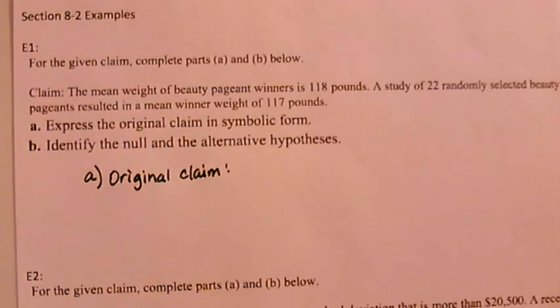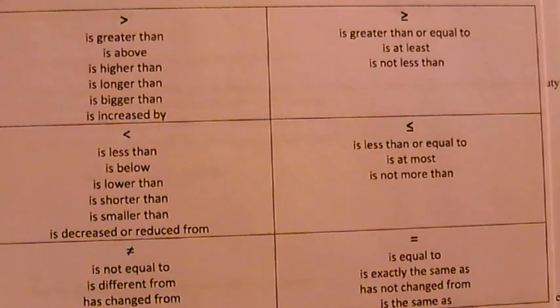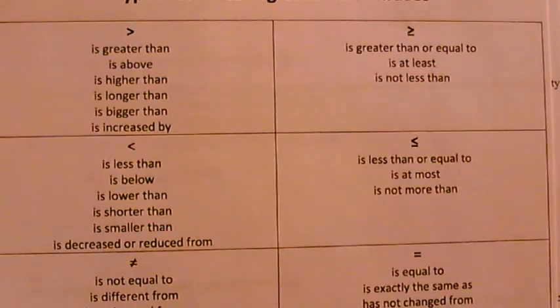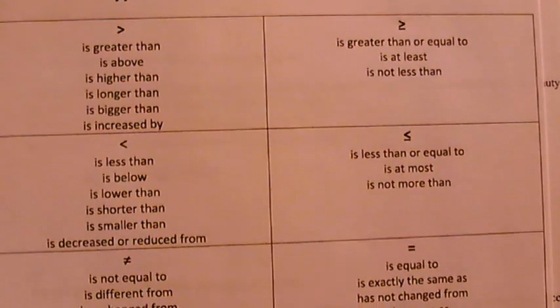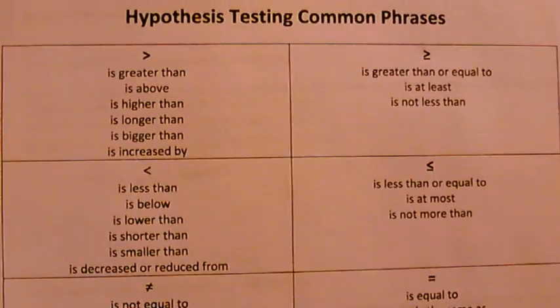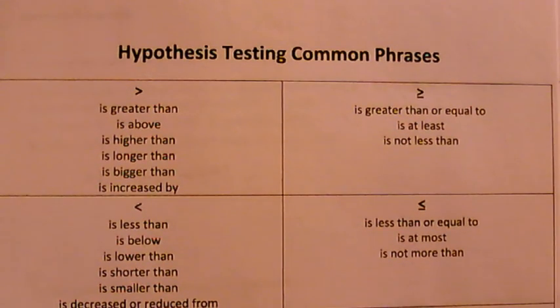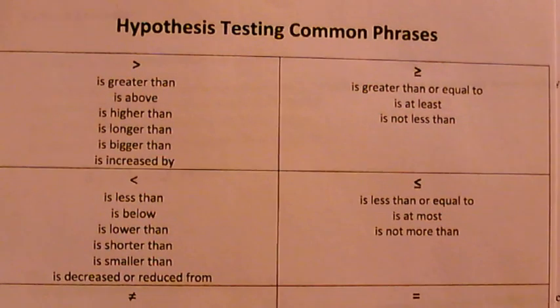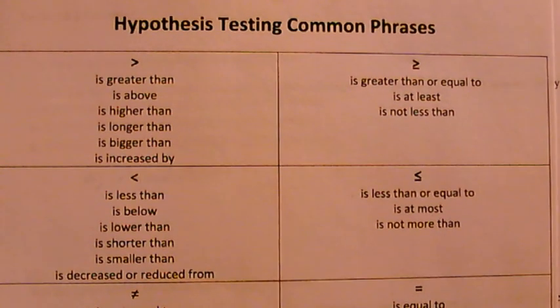And by the way, I do have another handout that has some of the hypothesis testing common phrases for each particular inequality symbol: less than, greater than or equal to, less than or equal to, and not equal to. Make sure that you print that off and refer to this as much as you need to. And this is also in the course content section of Campus Cruiser for those of you who are taking my online course.